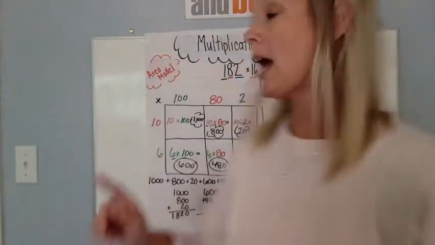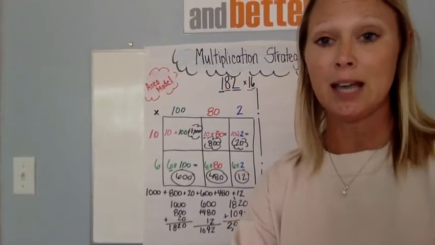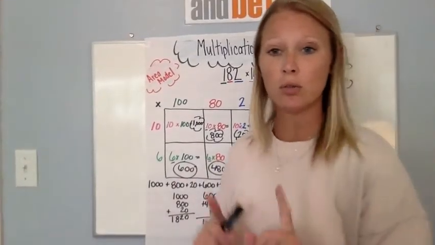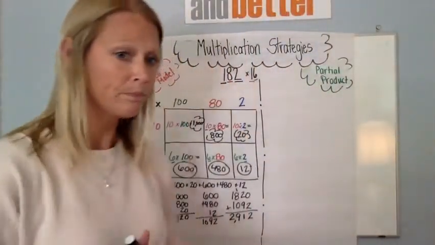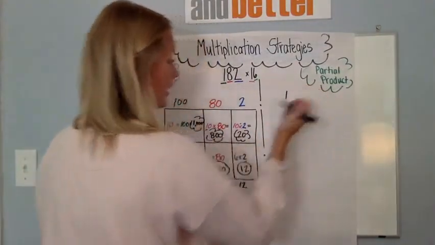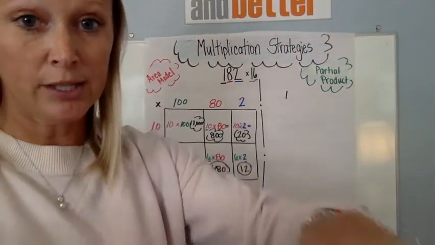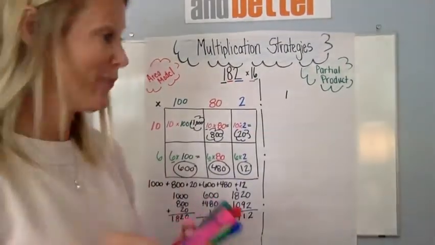Now let's take a quick look at partial product, right? Partial product is another strategy that you can use to multiply, okay? Now, I'm going to write our problem standing up. I'm going to use colors because if I don't use colors, it's going to come out tricky, all right?